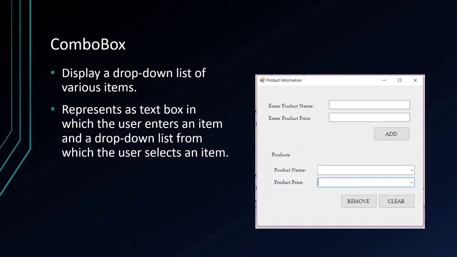Next, the combo box. A combo box displays a drop-down list of various items. It represents a text box in which the user enters an item and a drop-down list from which the user selects an item. An example interface here is a combo box for the product name and a combo box for the product price. The values will be added coming from the text boxes upon clicking the Add button.